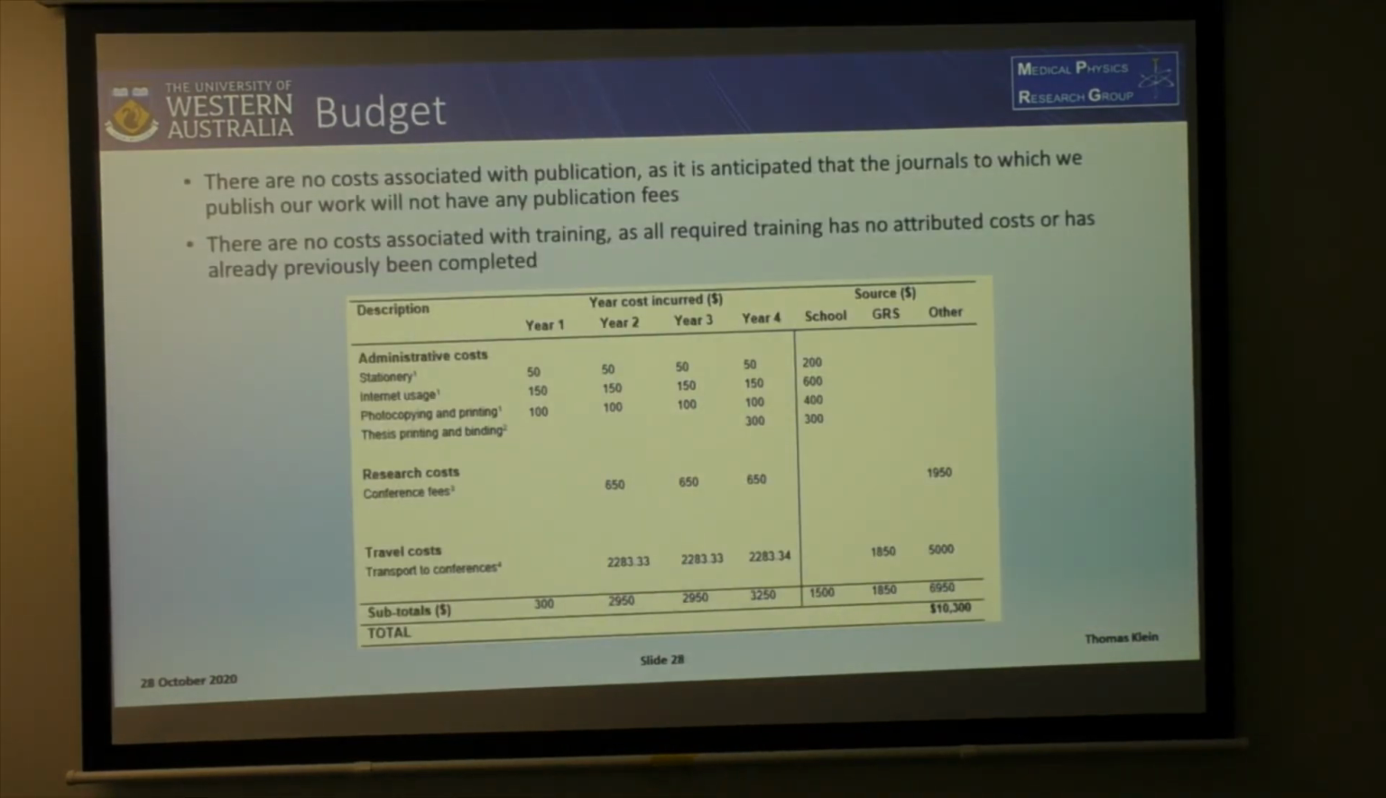As well, just to quickly show you my budget, in particular, there's no cost associated with publication because we don't expect journals we publish to have any fees. All training has already been completed, and the largest expense is travel, but I don't expect I'll use this much money. I've just put it into the table because I have it through my scholarship grant.